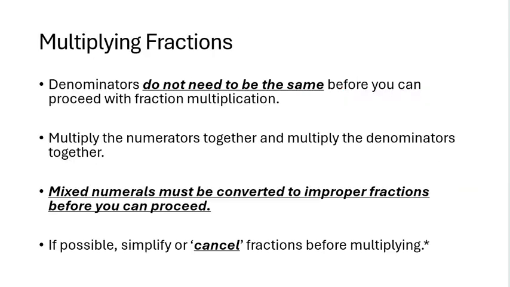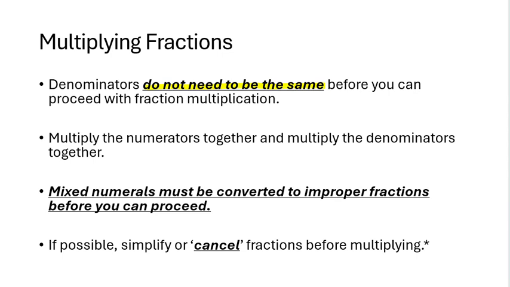Alright, next thing we're doing is multiplying fractions. So just some notes here. Denominators do not need to be the same. So let me just underline that. Before you can proceed, multiply the numerators together and multiply the denominators together. Mixed numbers must be converted. And then if possible, simplify or cancel the fractions before multiplying.